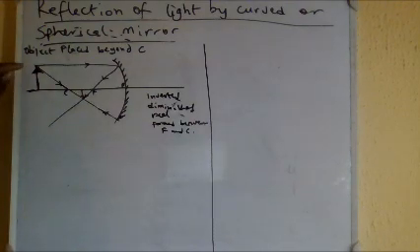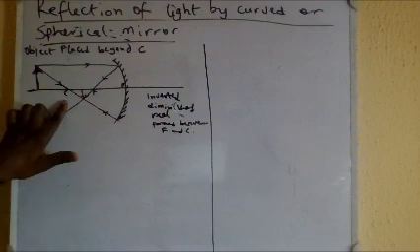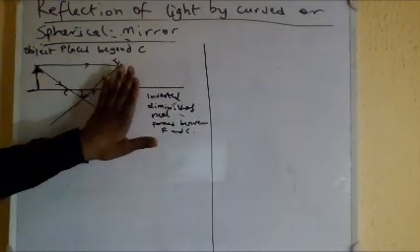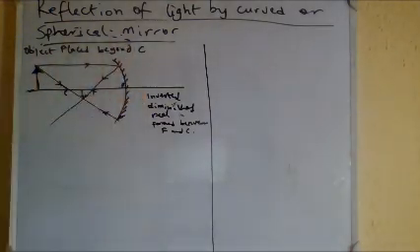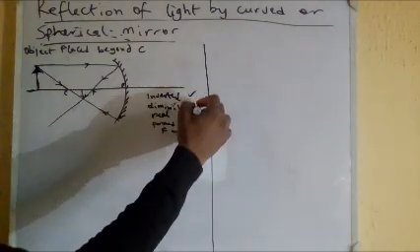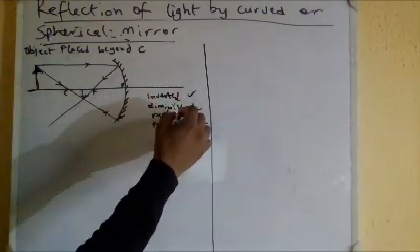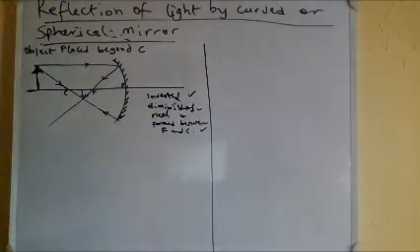So they can ask you in your exams, what are the characteristics of the image that is formed when the object is placed beyond C in front of a converging lens, a mirror, or a concave mirror? So one, it is inverted. Two, it is diminished. Look at it, smaller. Three, it is real. And four, it is formed between F and C.